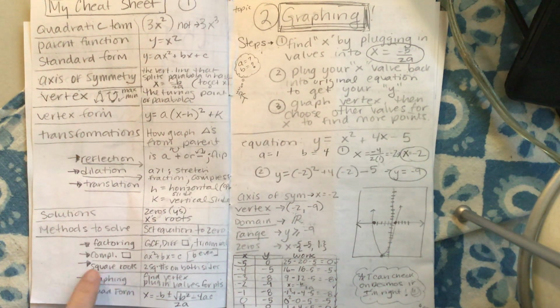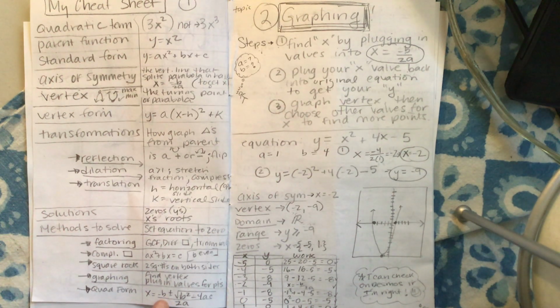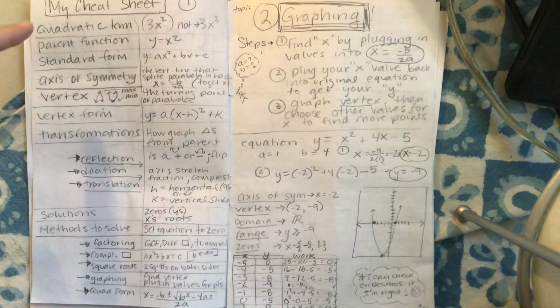If you see that you have 2 values that might be square numbers, you could just take the square roots from both sides. You could obviously graph, find the vertex and plug in values in a table. And you could do the quadratic formula, which is this formula, and then you basically just plug and play. So here's my cheat sheet that I would probably use for my test.